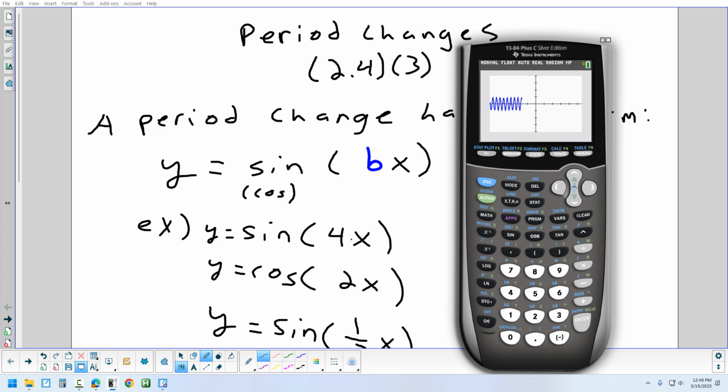Let me just fix my zoom. I'm zoomed in too much for you to really get a good picture. So that's what happens when you shift it to the left. The original, let me show you that one. You're going to see the original a little bit to the right. So the blue one is a little bit to the left. Okay, it moved left.